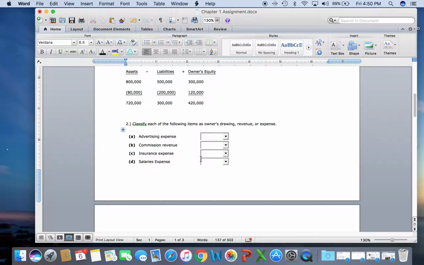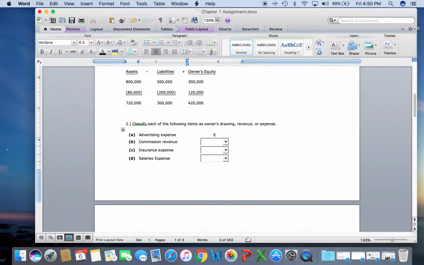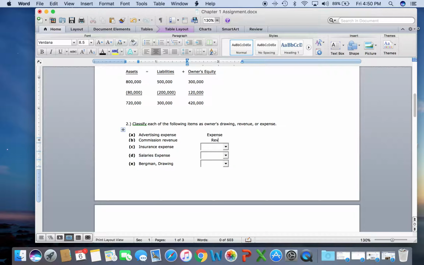Number 2. Classify each of the following items as owner's drawing, revenue, or expense. The first one says advertising expense, that is an expense. Commission revenue, that's a revenue. Remember, revenue is what the company earns. Expense is the cost of doing business. Next one, insurance expense. That one's straightforward, expense. Salaries expense, same thing, cost of doing business, expense.